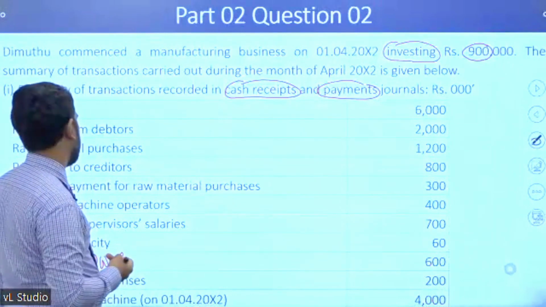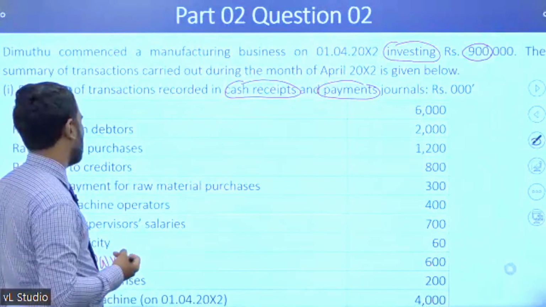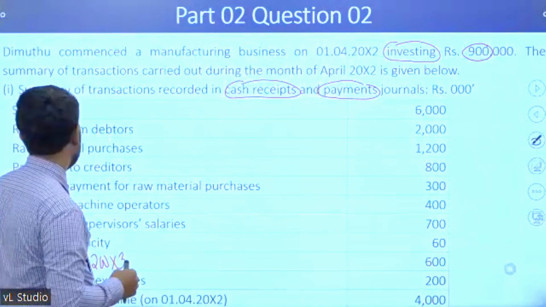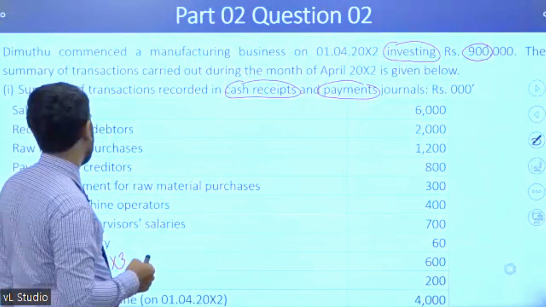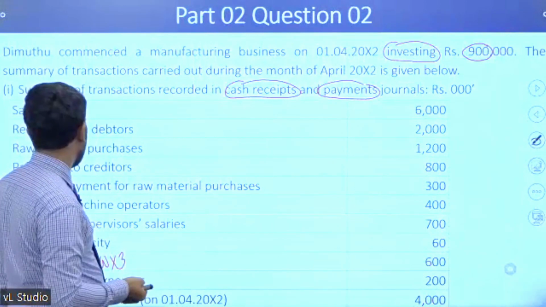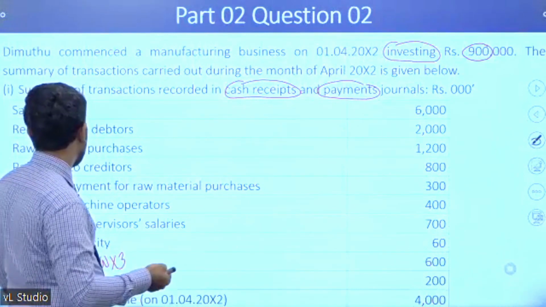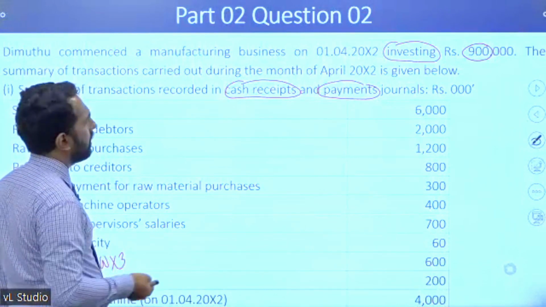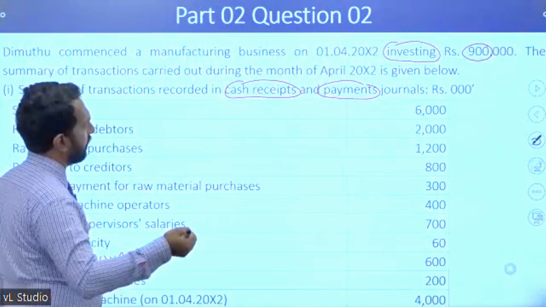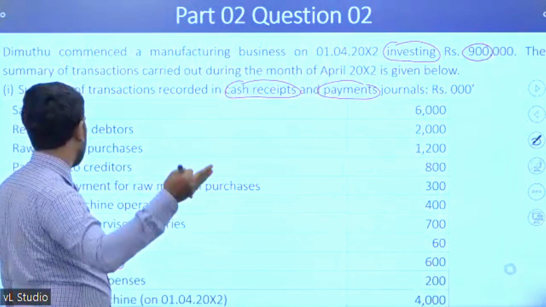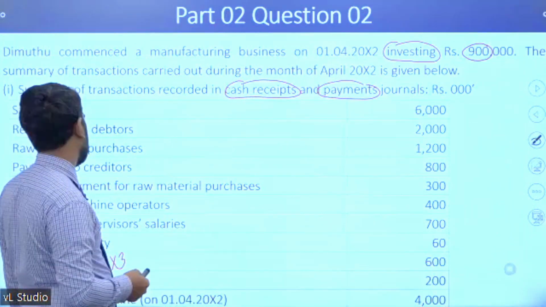Wages to machine operators. Now, that is not directly linked with any other item, right? Wages to the machine operators. So it's a manufacturing business. Wages paid to the machine operators is kind of the main salary expense. So that will be recorded in my manufacturing account, credited to cash and debited to wages account.